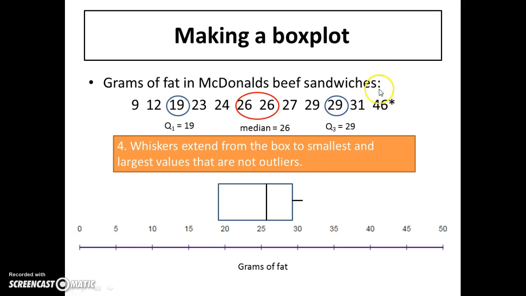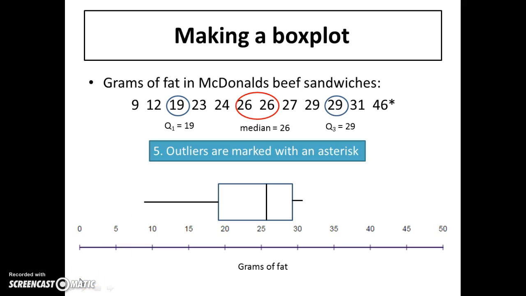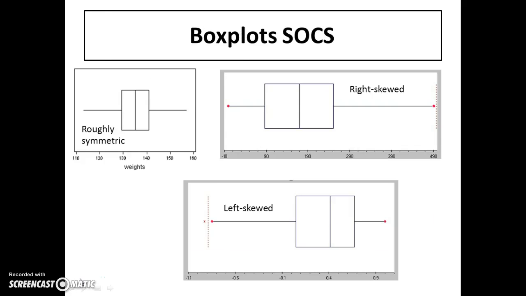So I draw my whisker out to 31 because that's the largest value in my data set that's not an outlier. And I draw my whisker down to my minimum, which is 9. There's no low outliers in this case. The last thing I need to do is mark my outliers with an asterisk, so that 46 is way out there above my maximum.